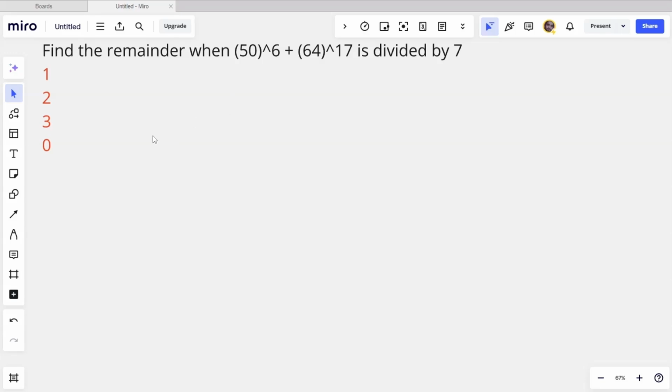Find the remainder when 50 raised to the power 6. As we know the concept, we have to find the remainder cycle of 50 divided by 7. So 50 raised to the power 1 divided by 7, the remainder is 1. As we know, if the remainder is 1, cyclicity ends. It means 50 raised to the power n, it doesn't matter what the power is, the result will always be 1. So we have solved this part of the expression and the result of this part is 1.